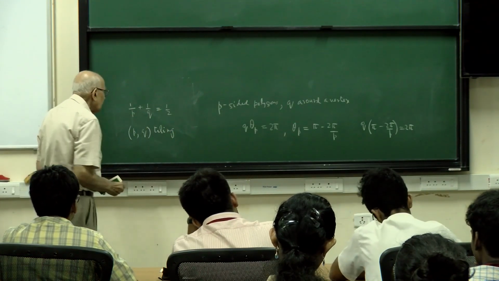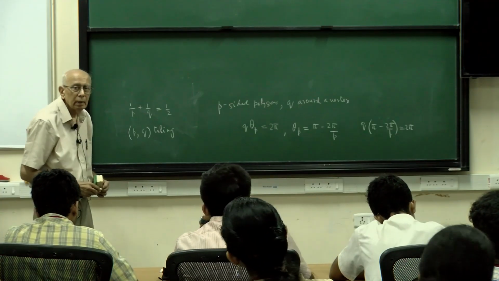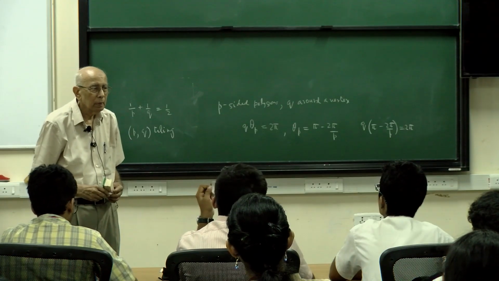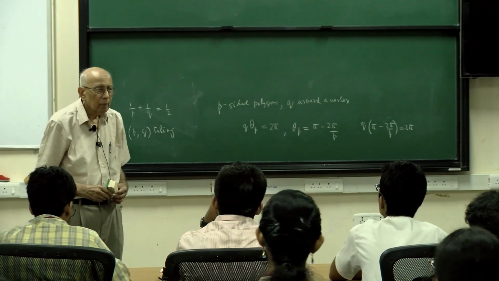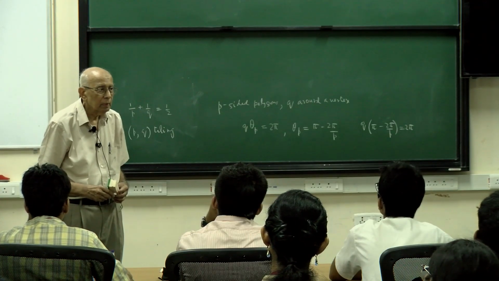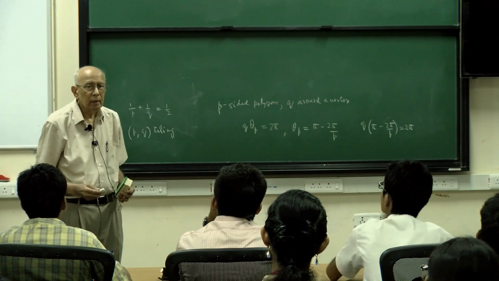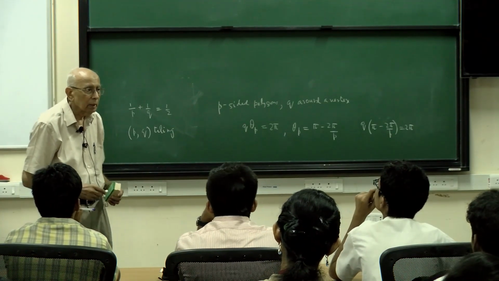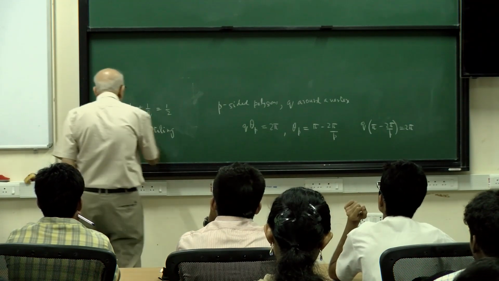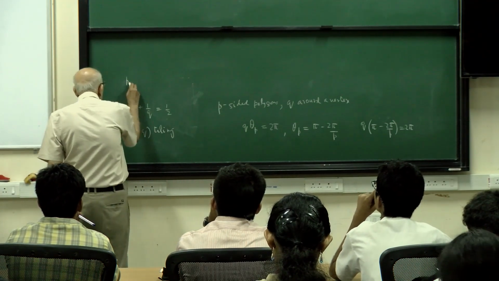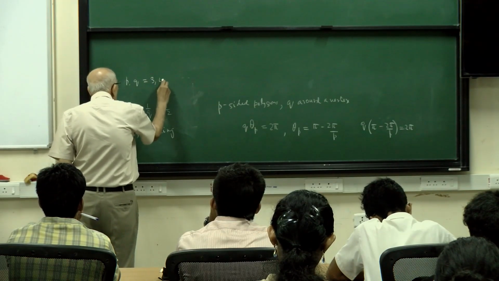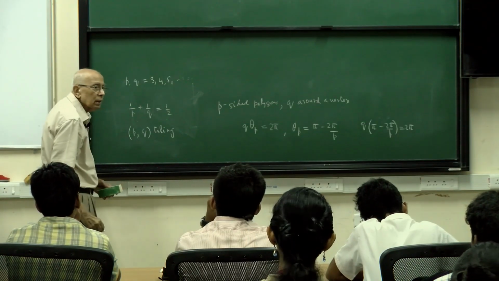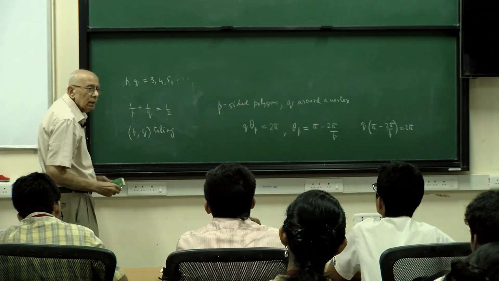P comma q tiling. What's the least value of p? 3. And what's the least value of q? Least value. Also 3, right? Not 2. 2 is not possible. 2 doesn't give you a polygon. So we need to know what are the solutions of this equation where p and q equal 3, 4, 5. What are the possible solutions? You must solve in integers and this condition must be met.